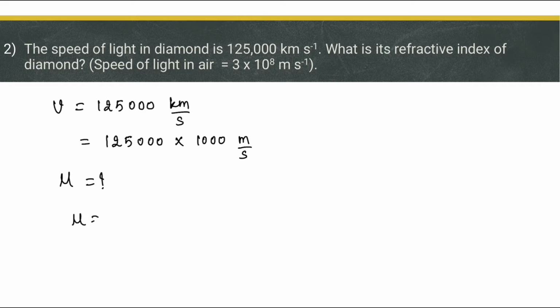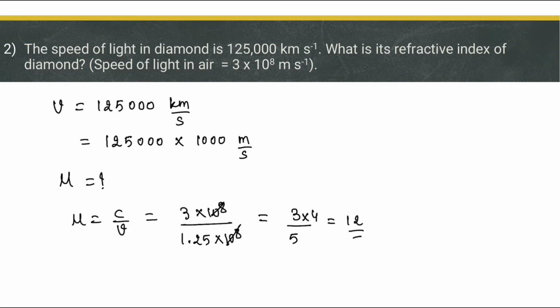So mu is equal to C upon V. C is 3 into 10 raised to 8 meters per second, and the speed of light in diamond is 1.25 into 10 raised to 8 meters per second. So 10 raised to 8 and 10 raised to 8 get cancelled, and 3 upon 1.25 can also be written as 12 upon 5, or we can say 24 by 10, or 2.4. Okay, so the refractive index of diamond is 2.4.